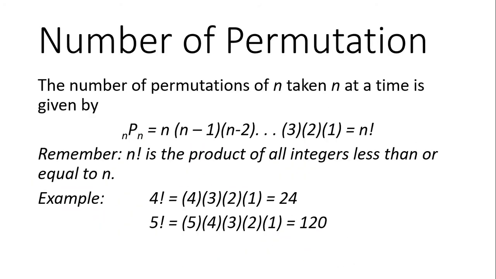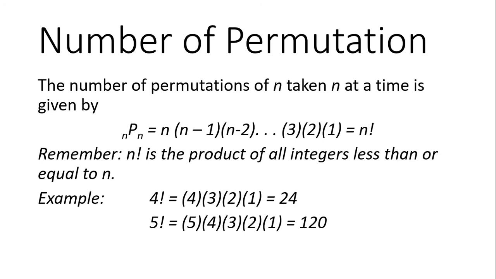The number of permutations of n taken n at a time is given by: permutation of n taken n is equal to n multiplied by n minus 1 multiplied by n minus 2 multiplied by ... by 3 by 2 by 1. And that is the same as n factorial. Remember, n factorial is the product of all integers less than or equal to n. For example, 4 factorial is the same as 4 times 3 times 2 times 1, which is 24.